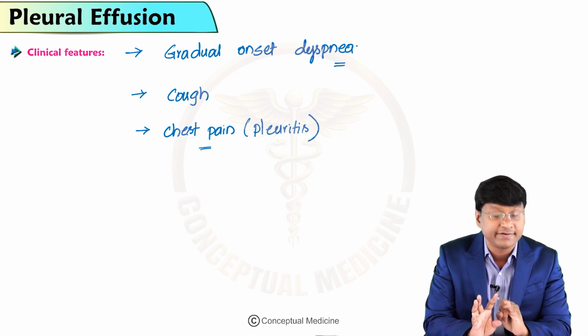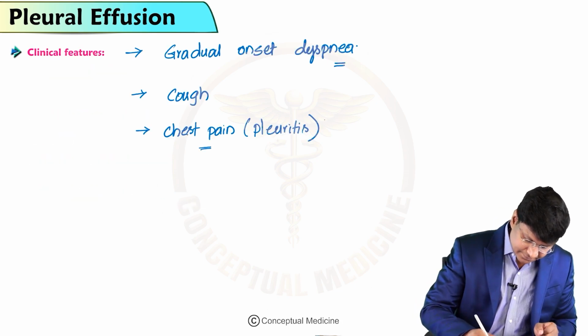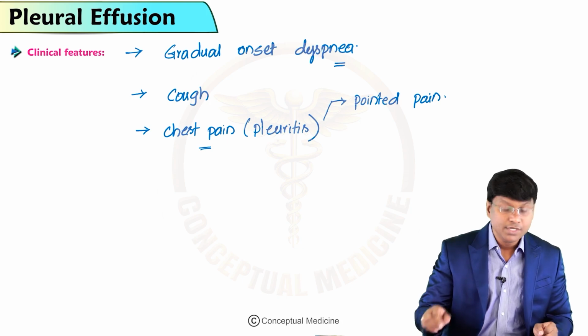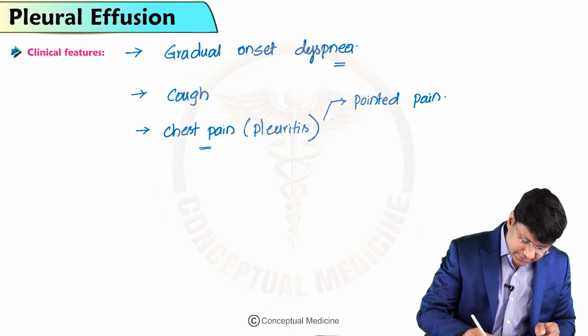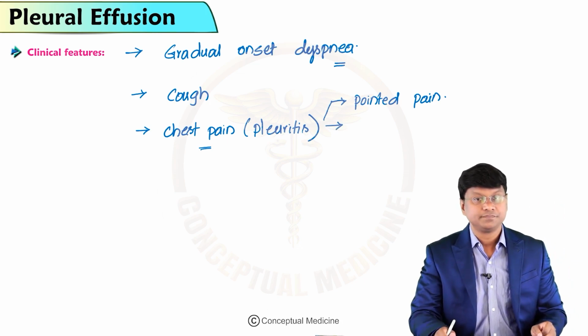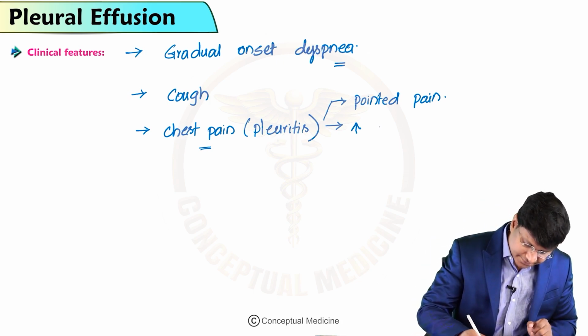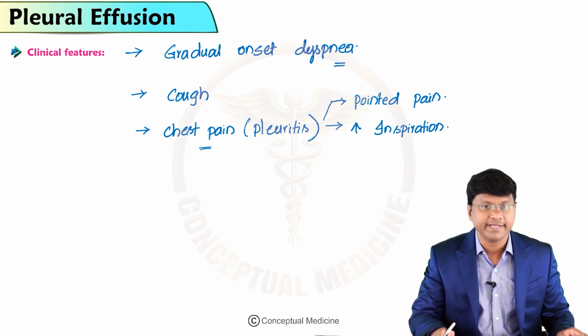What is a characteristic feature of pleuritic pain? Number one, it is a pointed pain, that means you can pinpoint where exactly the pain is. And second important thing is, the pain will increase on inspiration. So that is what you will have in case of pleuritis.